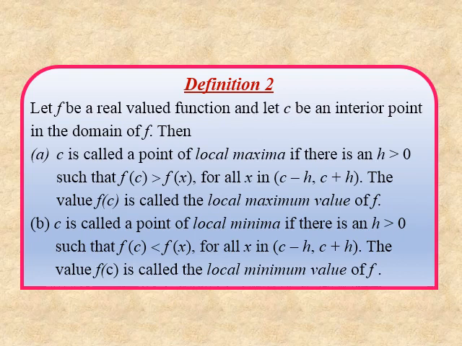And if f(c) is less than f(x), then we say that the point c is the point of local minima, and the value f(c) is the local minimum value of f. Very clear? To the left hand side and right hand side. And if f(c) is greater than f(x), local maxima, and f(c) is less than f(x), then local minima. Clear? So pause and note down the definitions.